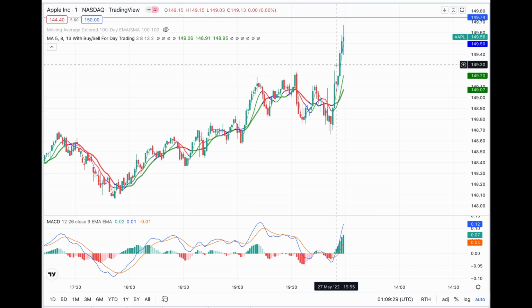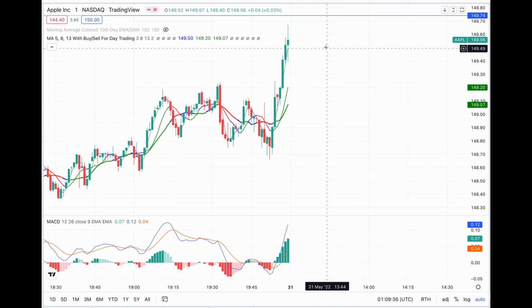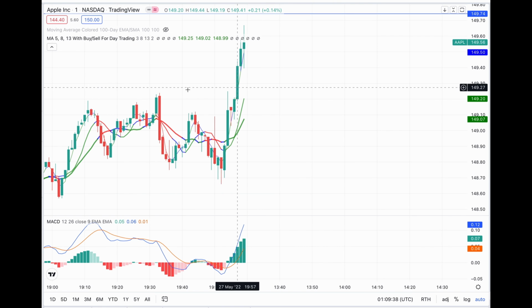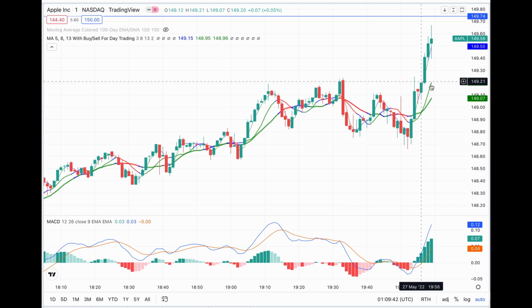I'm just going to analyze a few today and just show you guys how to do it. So as we look at Apple here, we're going to create some trend lines. We're in an uptrend right now. We're on the 1 day chart and we're going to zoom in.